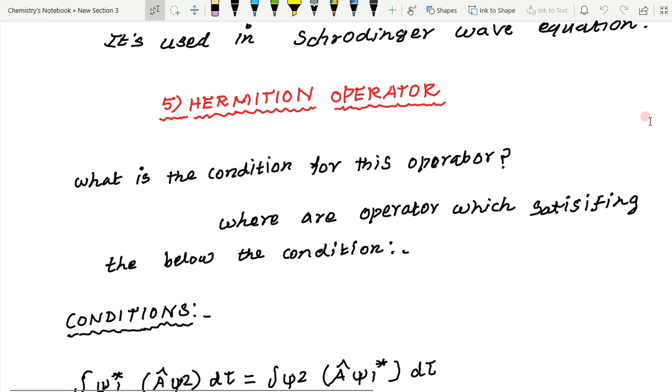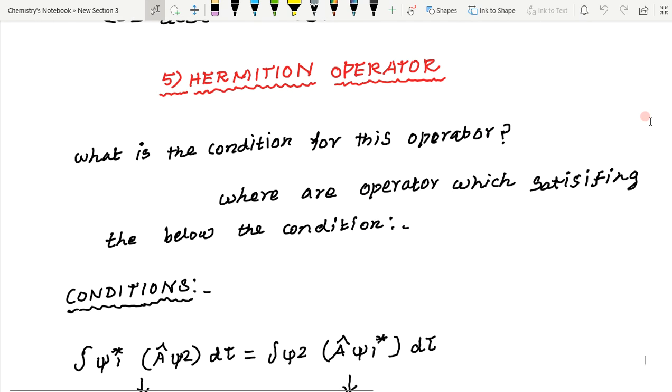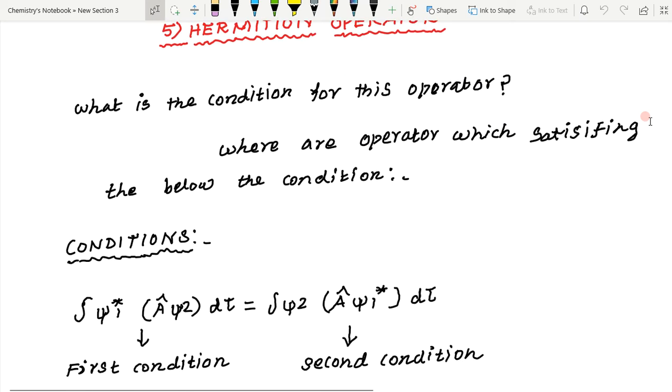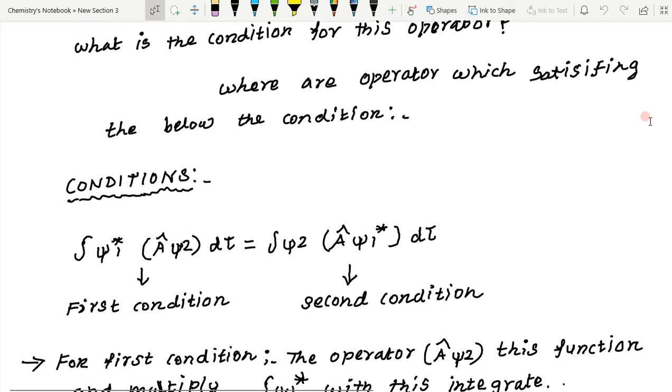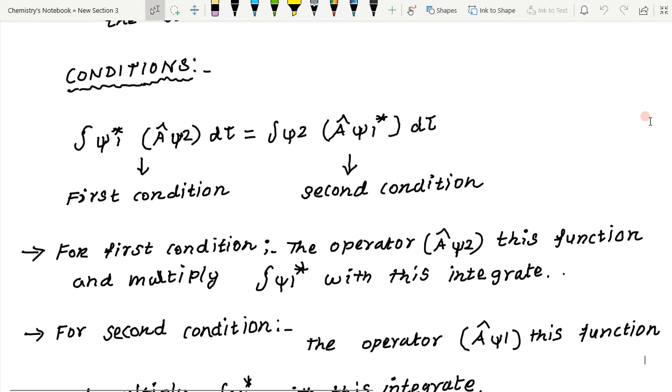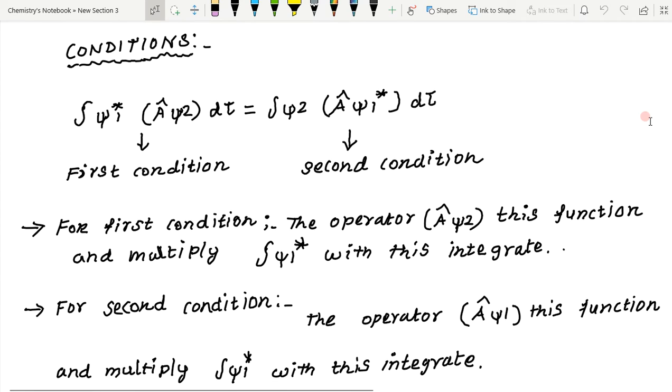Next, fifth one, Hermitian operator. What is the condition for this operator? See the condition. An operator which satisfies the below condition. Here the condition is very important. So integrate psi 1 star operator A psi 2 d tau equals integrate psi 2 operator A psi 1 star d tau. The left side is the first condition, the right side is the second condition.